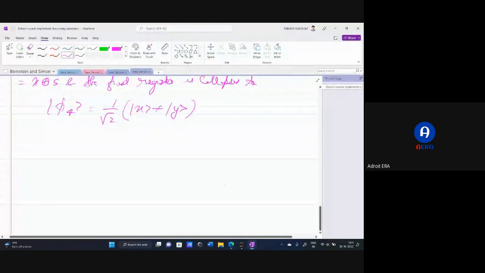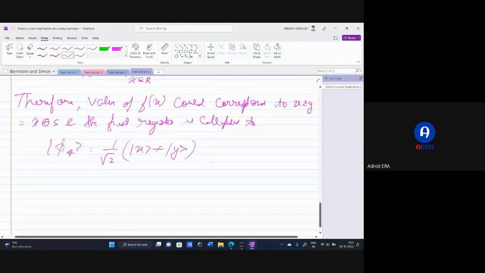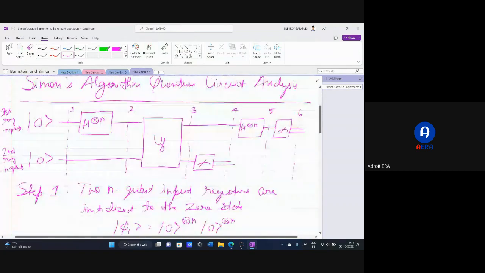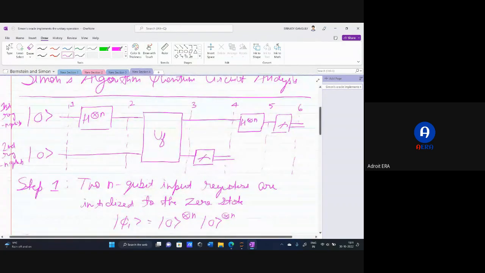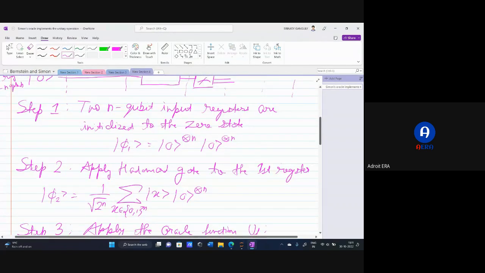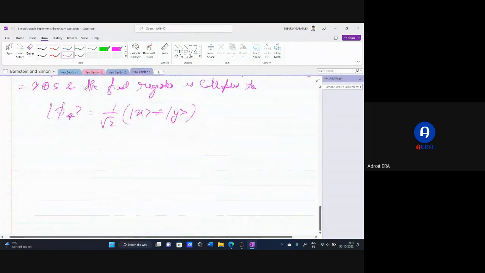So we have completed 4 steps. I would like to show the quantum circuit again. If you can see, this is step 1, then step 2, step 3, step 4. So only 2 steps are remaining, the fifth and sixth. Now we are going to do steps 5 and 6, so you can start writing from where we left off.